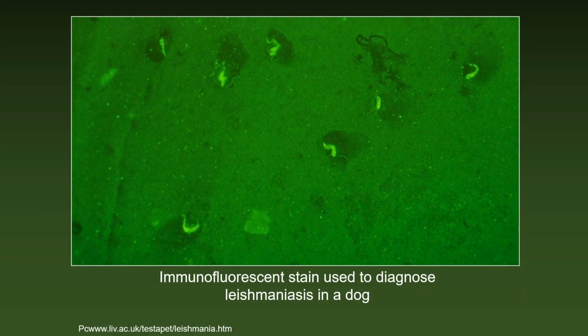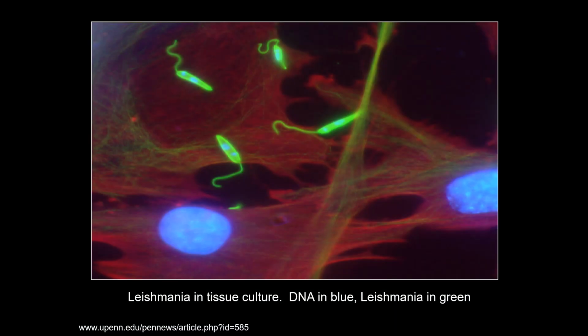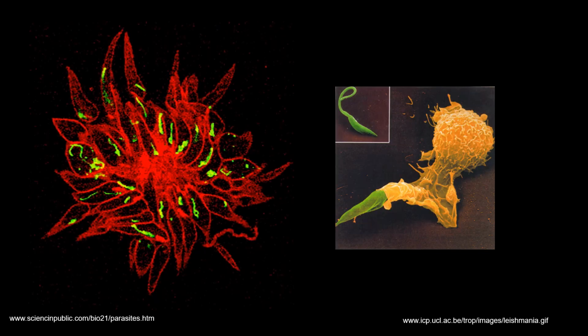Humans are not the only animal infected by Leishmania. An immunofluorescent stain used to diagnose Leishmaniasis in a dog. And in tissue culture, DNA in blue, Leishmania in green. These two images show Leishmania promastigotes invading human macrophages.